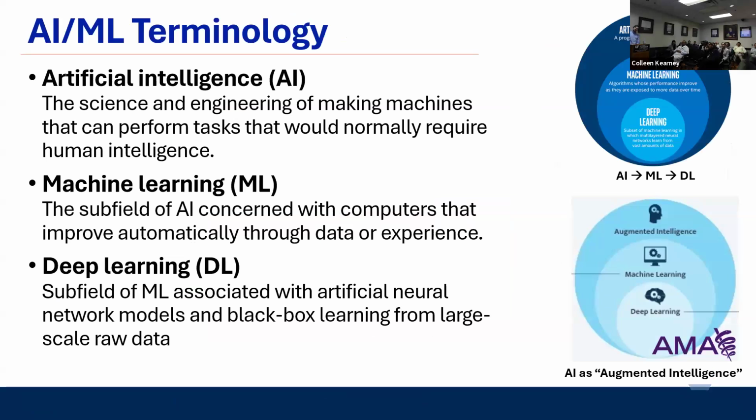And that's where we see this sort of taxonomy of terms here. We start with AI, which is things similar to what I said before, but it's about the science, engineering, and making machines that can perform tasks that would normally require human intelligence. And machine learning is the subfield of AI that learns from data to do certain things with algorithms, essentially. And then furthermore, we have deep learning, which is a subfield of machine learning. And that's the one that is associated with artificial neural network models. These are the ones that are dominating the most recent developments.